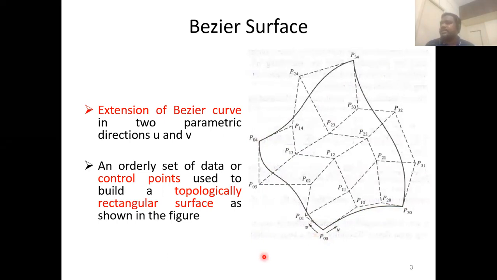In case of a surface, there will be two parameters, the coordinate values of x and y expressed in terms of u and v. u is varying from 0 to 1 and v is varying from 0 to 1. That is the principle by which we can generate the Bezier surface. So if you read it here, an orderly set of data or control points used to build a topologically rectangular surface as shown in the figure. Actually, this is known as a patch, a smaller mathematical element which is used to build the surface.